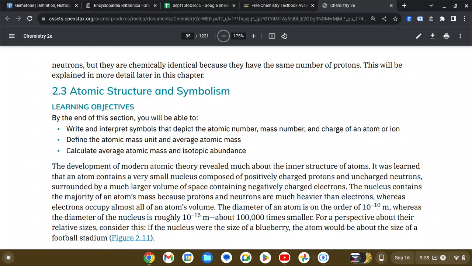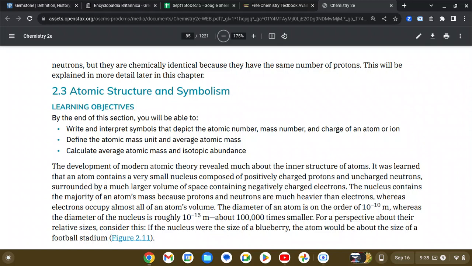2.3 Atomic Structure and Symbolism. Learning objectives. By the end of this section, you will be able to write and interpret symbols that depict the atomic number, mass number, and charge of an atom or ion, define the atomic mass unit and average atomic mass, and calculate average atomic mass and isotope abundance.